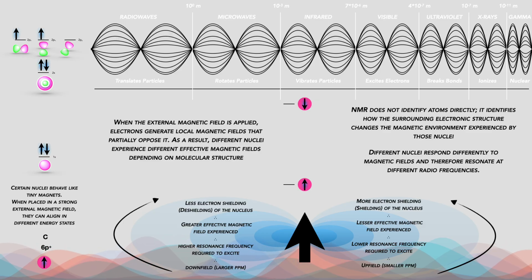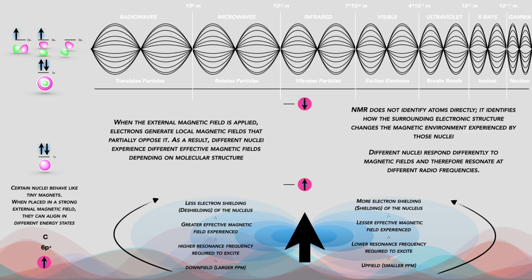However, the nuclei and their spins are not isolated. The surrounding electrons also respond to the external magnetic field by generating local magnetic fields that can work with or partially oppose it. This means nuclei experience different effective magnetic fields depending on their molecular environment. If a nucleus is highly shielded by electron density, it experiences a smaller effective magnetic field and requires a lower resonance frequency in order to make that transition.